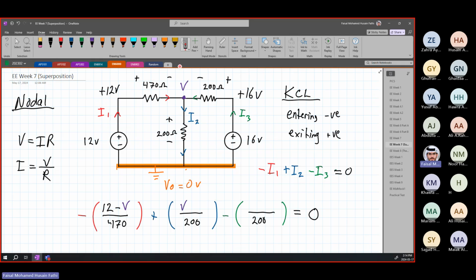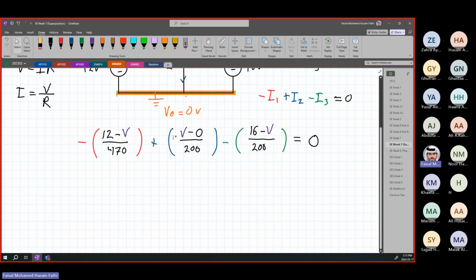All right. So on this plus side here, we have our V. And on our minus side, we have V0, which is simply 0 volts, so we can just write it as minus 0. Okay? And we're going to do the same thing for I3. So for I3, on the plus side we have our 16 volts, and on our minus side we have our V, so it's going to be 16 minus V, our nodal voltage.